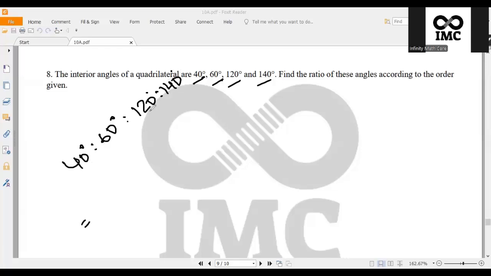Now divide each one by 10. It will be 4 is to 6 is to 12 is to 14. Now divide each one by 2. 2 2s are 4, 2 3s are 6, 2 6s are 12, 2 7s are 14. So what is the ratio right now? 2 is to 3 is to 6 is to 7. So in this quadrilateral, the interior angles ratio is 2 is to 3 is to 6 is to 7.